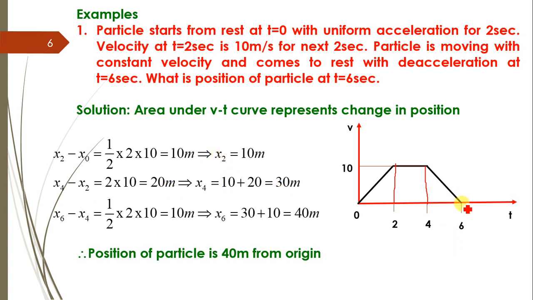Then from 4 to 6 seconds, x6 minus x4, again a triangle, so the area of the triangle is half of base into height, that is 10 meter. Further, x6 equals 30 plus 10, that is equal to 40. So the position of the particle is 40 meter from the origin, or we can say the distance traveled by the particle from 0 to 6 seconds is equal to 40 meter, which can be found by considering the area under the v-t curve.